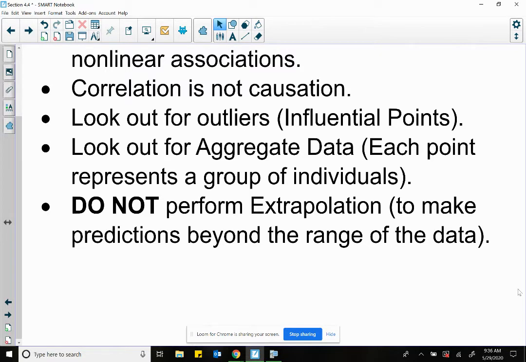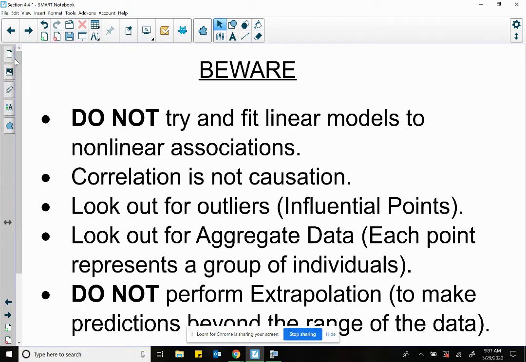With performing extrapolation, our advice, do not do it. Only perform interpolation, which means work inside the data. Work with what you can see on the scatter plot that you're looking at. Don't go beyond that scatter plot. So these are things to look out for. Really the three new ones to you are the outlier, the aggregated data, and extrapolation. Everything else that's above this we've talked about.